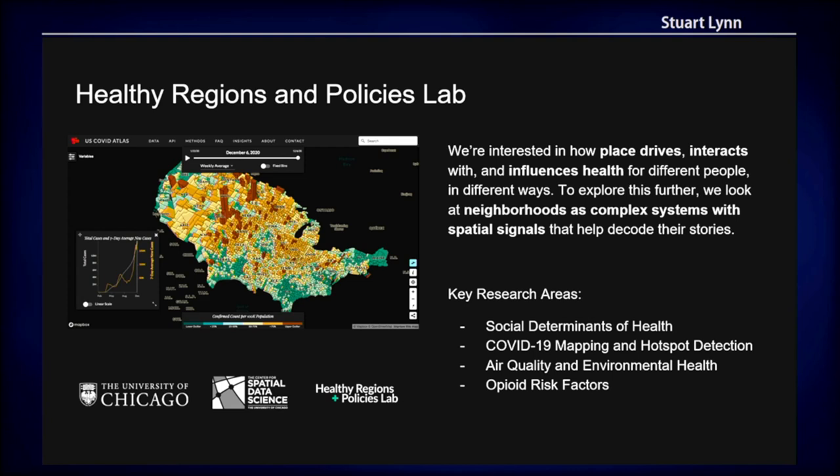COVID-19 mapping is part of that, and over the past couple of years, really trying to understand the patterns that exist in COVID-19 data as they're happening. Air quality and how that affects health in cities, most notably Chicago. And then in the States, looking at a lot of opioid risk factors. The huge opioid epidemic in the US is a horrible tragedy, and it's one that's very spatial as well. When you look at the data from it, it's distributed in ways that are spatially significant. And so the lab tries to do a lot of that work with researchers, community advocates, and anybody who's interested in solving these problems.